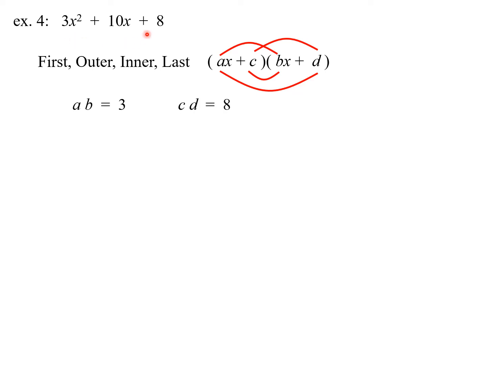Okay, the c and d factors, or constants, must multiply to positive 8. And then the outer, a times d, and the inner, b times c, they add to positive 10. So now we have to consider factors of both 3 and 8.